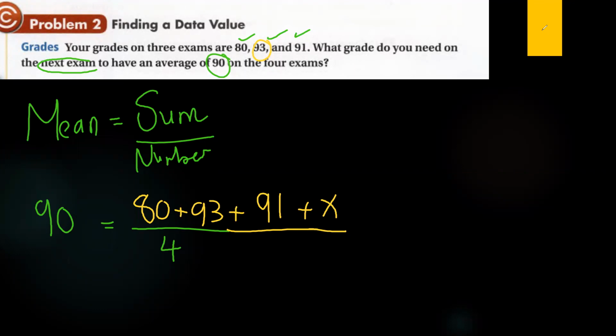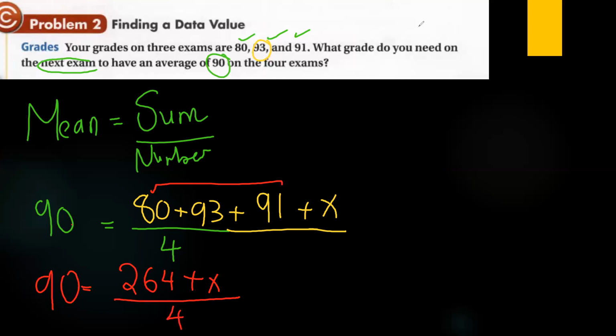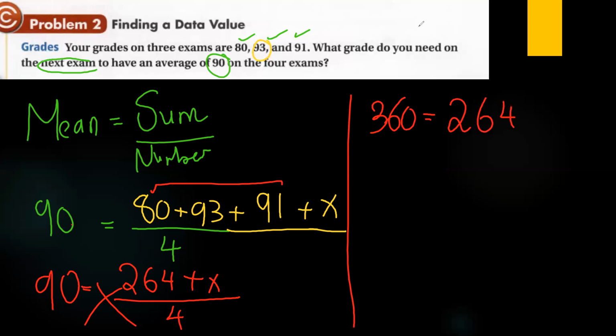You know what we have to do after we wrote this? Cross product. But before this cross product, first let's add the numbers. So 90 equals 80 plus 93 plus 91, which are 264. I add these three numbers plus x, over 4. Then the second step, cross product. 90 times 4, 360, equals 264 plus x.